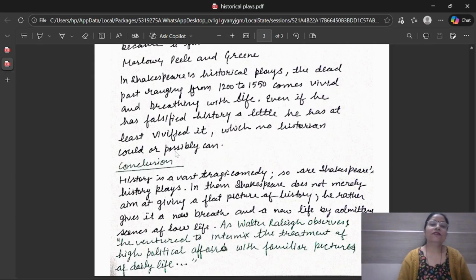History is a vast tragicomedy. So are Shakespeare's history plays. In them, Shakespeare doesn't merely aim at giving a flat picture of history, he rather gives it a new breath and a new life by admitting scenes of low life. As Walter Raleigh observes, he ventured to intermix the treatment of high political affairs with familiar pictures of daily life.